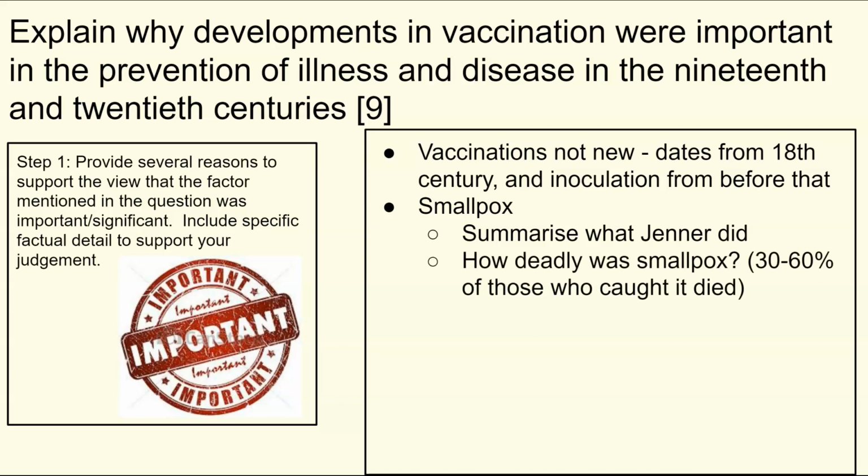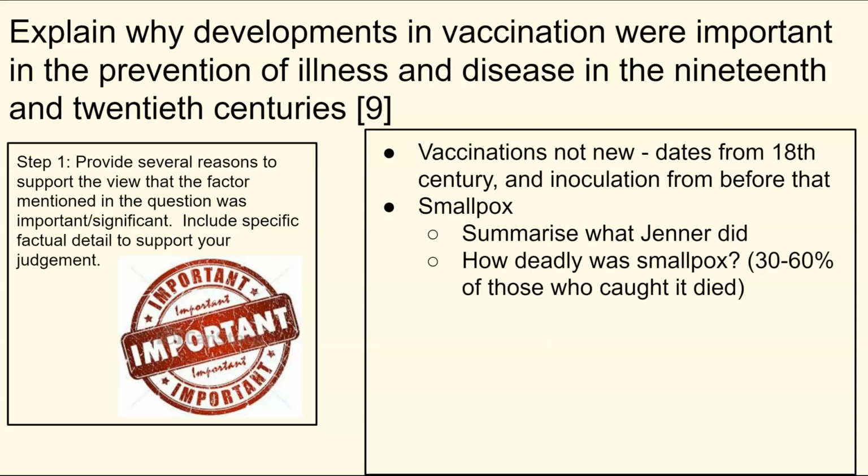You're going to start talking about the impact that this had. So you would want to give some context to the examiner, showing that you understand how deadly smallpox was. Between 30 to 60% of those who caught it died. This was a disease that seriously impacted England and Britain during the 19th century. This is why the work that Jenner did is so important. But again, you're demonstrating to the examiner that historical context that you understand.